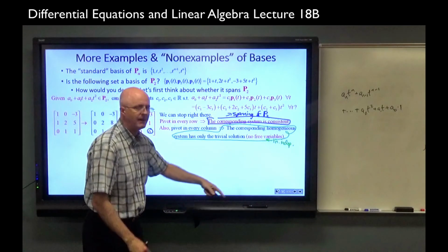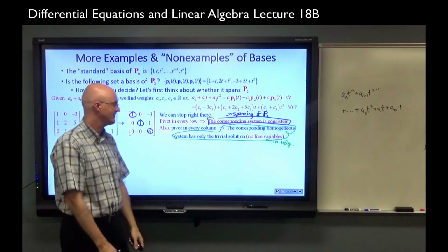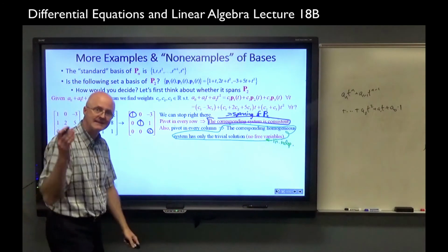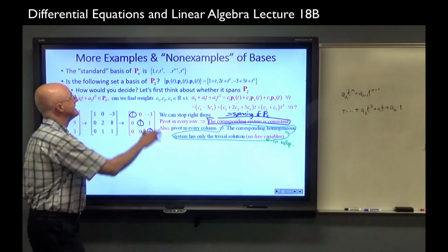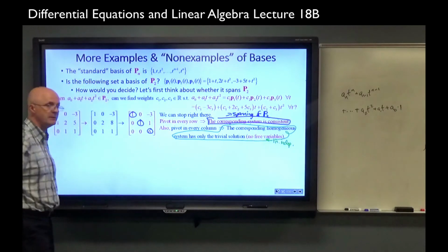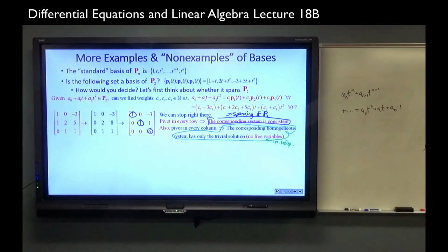Spanning and being linearly independent means the answer is yes, it is a basis. Okay? I didn't write that in the PowerPoint, but that is the answer. You may want to write it down. Yes, this collection of three polynomials is a basis for P2. It spans and is a linearly independent set.